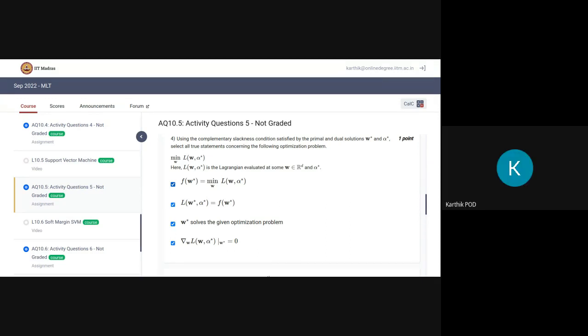L is f of w plus alpha g of w. So you are saying at alpha star, g of w star vanishes, so this is f of w star. Yeah, that's also fair enough. And in the second one, it's whatever you have said: because of complementary slackness, alpha star g of w star will vanish, and only f of w star will remain. Okay, thank you, sir.